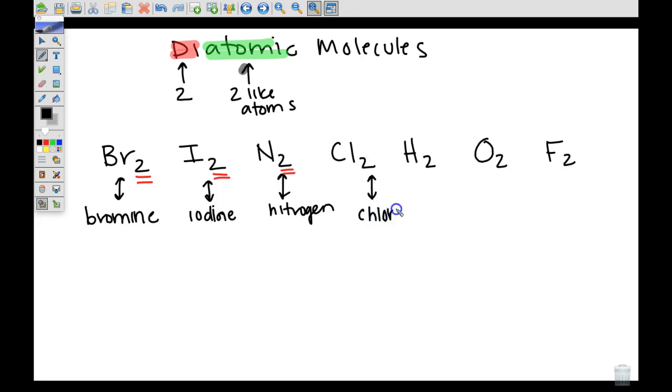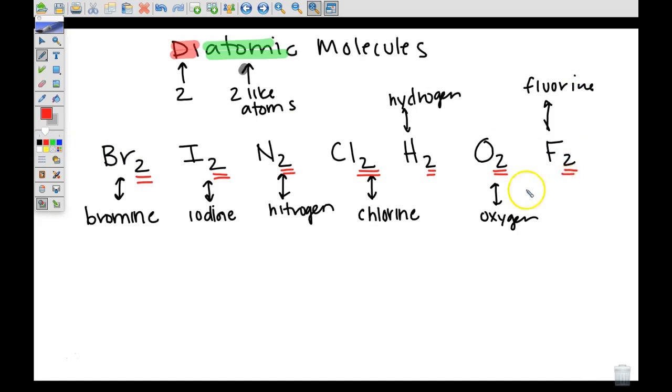Chlorine, typically in a gas form, means two Cl's, not just one. Hydrogen, whenever we see the word hydrogen, it's not just one H, it's going to be two. Whenever we see the word oxygen, it's not just one O, it's going to be two. Whenever we see fluorine, you guessed it, it's not just one atom of fluorine, it's going to be two bonded to each other.